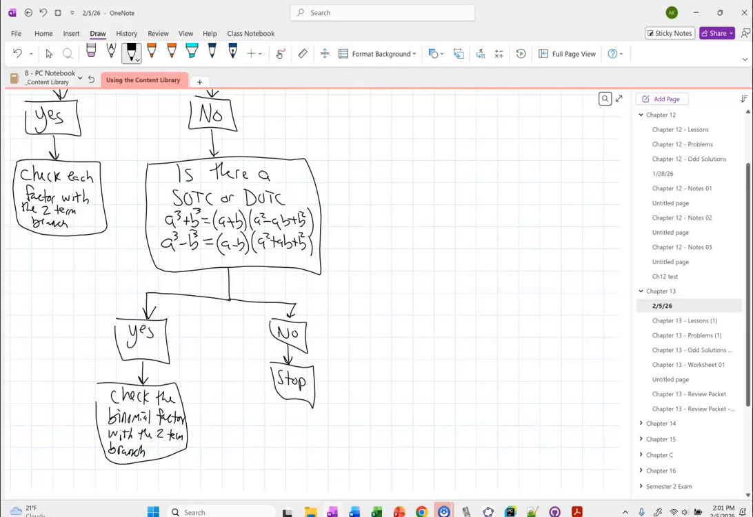So if that factor you're looking at is a sum or difference of 2 cubes, then you factor it. And then you have to take that binomial factor, either the A plus B or the A minus B that you generate, and check that down the 2-term branch. If it wasn't a sum or difference of 2 cubes, then we stop. There's nothing more we can do. Is everybody so far okay?